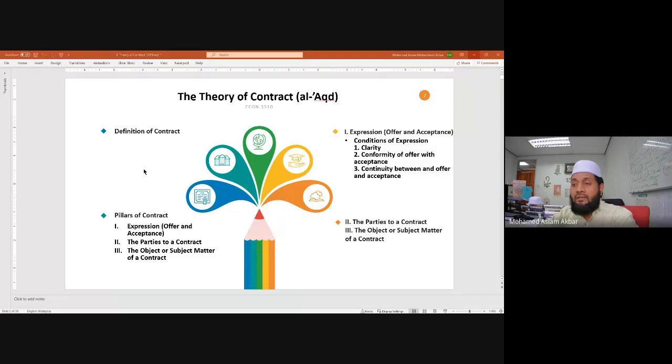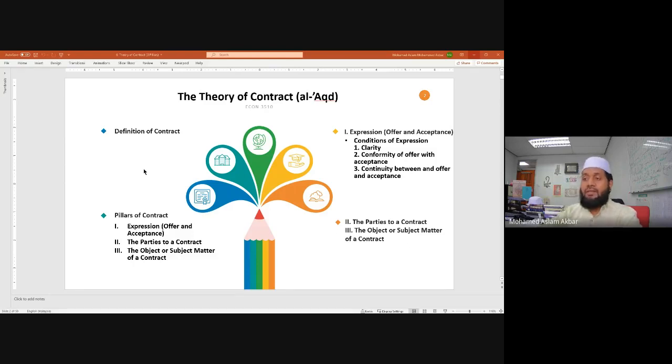The second pillar, the parties to a contract, will take some time, because there are so many things to discuss. We need to talk about their capacity, like I told you, the qualification. Then we need to talk about the obstacles in those qualifications. And then we also need to cover the agencies. If you are not here, you give your property to someone, the agent wants to sell it for you. This discussion also comes under this. Also, if you are a minor, a guardian will take care of your business. So guardianship also comes under pillar number two, the parties to a contract. It will take some time to learn all this.